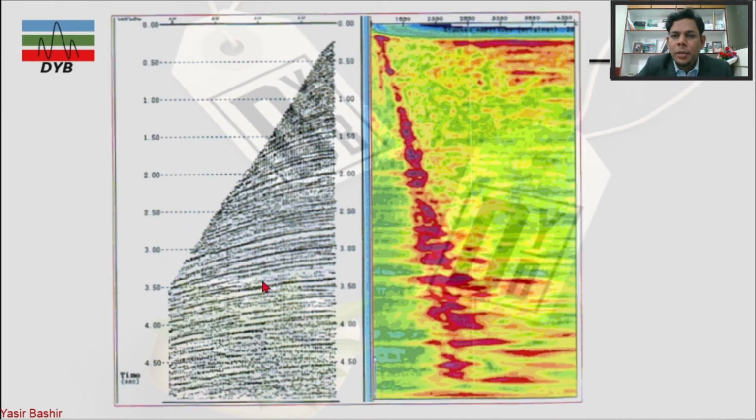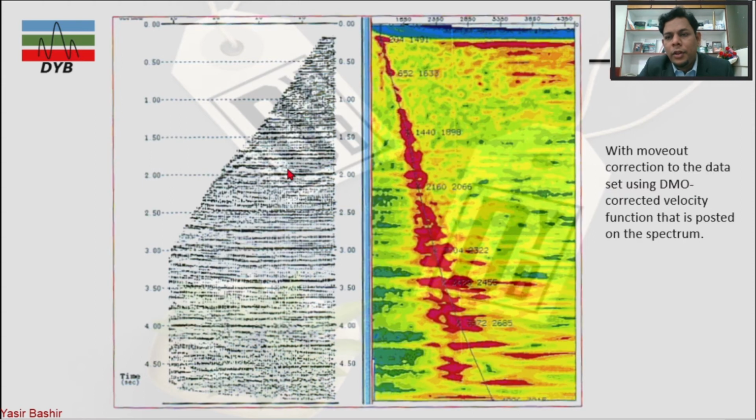So this is another example, which is a simple case. This is actually the NMO corrected velocity. You see this is very straightforward. When you pick the velocity, this is before picking, and this is after picking.